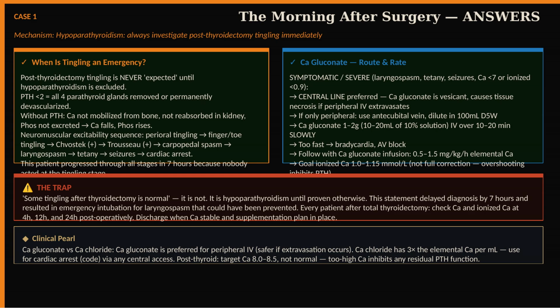The trap is that one sentence: some tingling is normal after thyroidectomy. It isn't. It delayed this diagnosis 7 hours and bought an emergency airway. Every total thyroidectomy, check calcium at 4, 12, and 24 hours. The pearl on agents: gluconate for peripheral access because it's safer on extravasation. Calcium chloride, which has 3 times the elemental calcium, is for the code via central access.